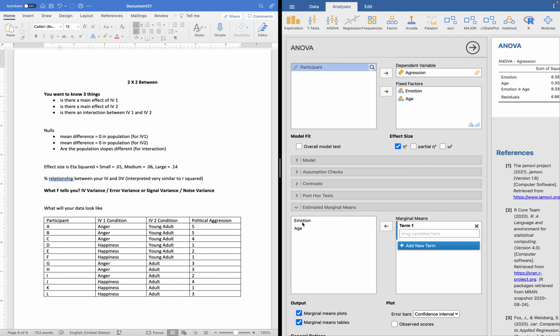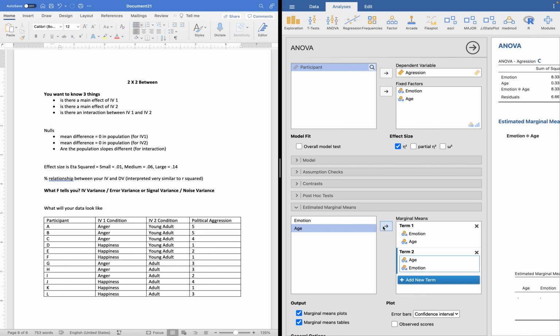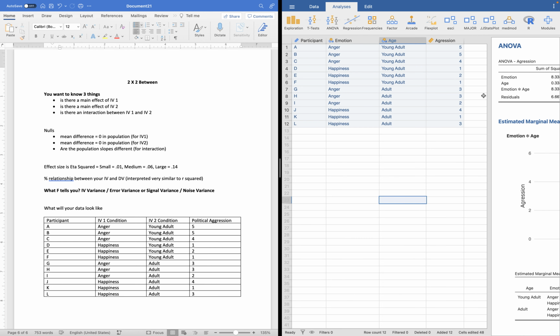So what I'm going to do is put emotion and age in together as a term. I'm actually going to add another term. I'm putting age in first and then emotion in there. I'm going to show you something, because you play with your data when it's this complicated. You gotta look at things. All right.